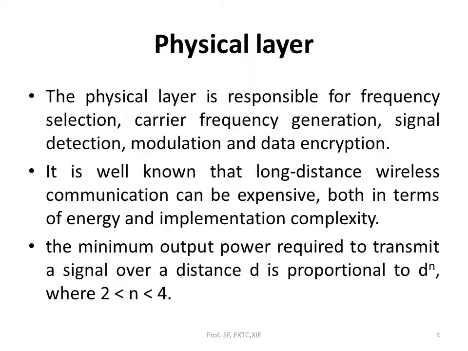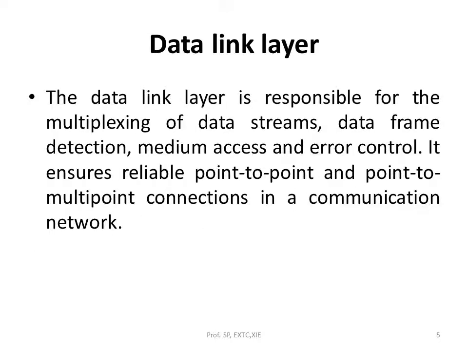The physical layer, as we studied so far, carries out the same things here. It is responsible for frequency selection, carrier frequency generation, signal detection, modulation and data encryption. Whatever functions are carried out by the physical layer in a computer communication network or any other network, the same thing is carried out in a wireless sensor network as well. It has to ensure that power is minimized.